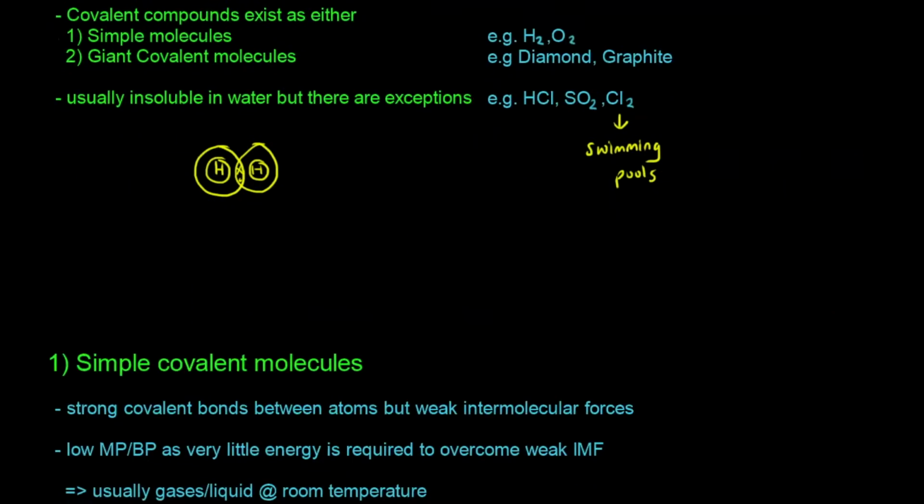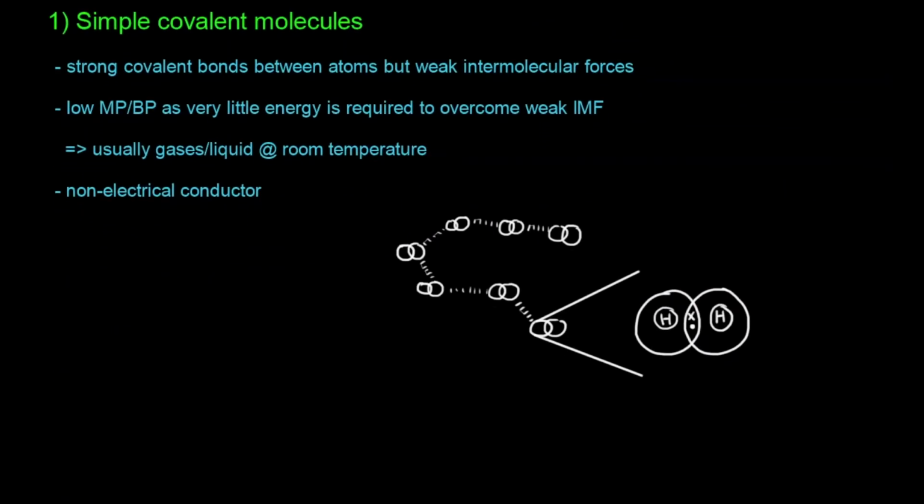Let's look at the first one, simple covalent molecules. Basically, they have very strong covalent bonds between atoms, but weak intermolecular forces. What do I mean? There are two kinds of forces here. Let me highlight them for you. First one being covalent bonds. Second one being IMFs, weak intermolecular forces.